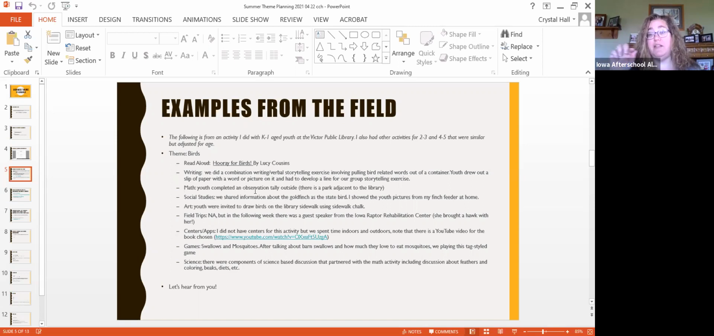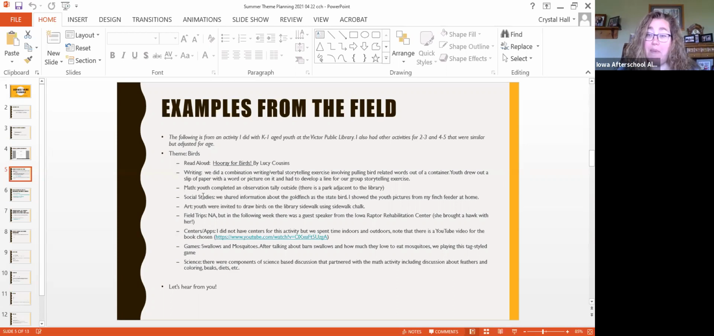An example of that was a picture of a feather, and then the word feather. In our general storytelling that was being recorded on a large sheet of post-it paper, the youth that pulled the picture of the feather out had to add a line to the story connected to that feather.